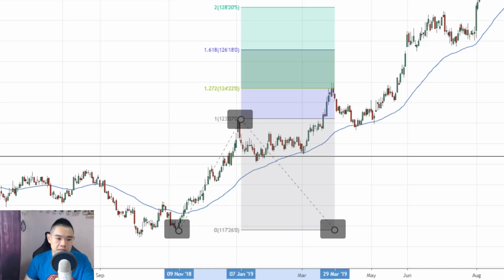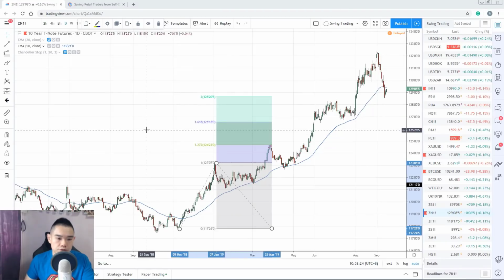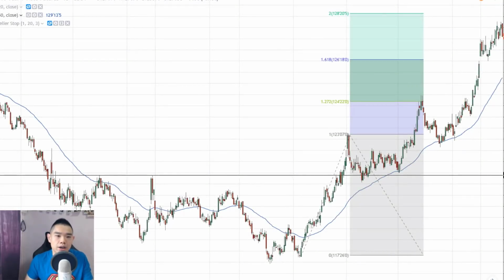The reason why I give it some space apart is because you want these levels to be shown. Once you've done it, you'll notice that there are 3 levels: the 127, the 162, and the 2.0. Let me explain to you how these numbers come about. This tool calculates the distance from this swing low to swing high. Let's say this distance is, in layman's terms, 10 cm. You can call this dollars, units, whatever, but let's put it as 10 cm so you know what it means.